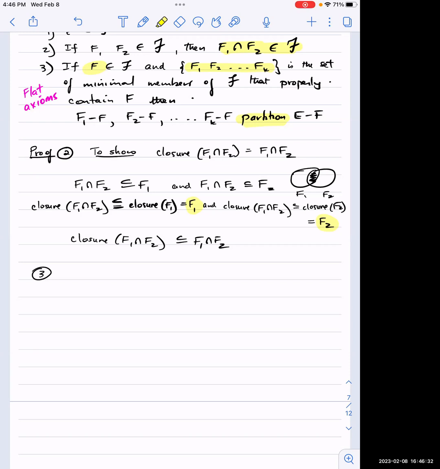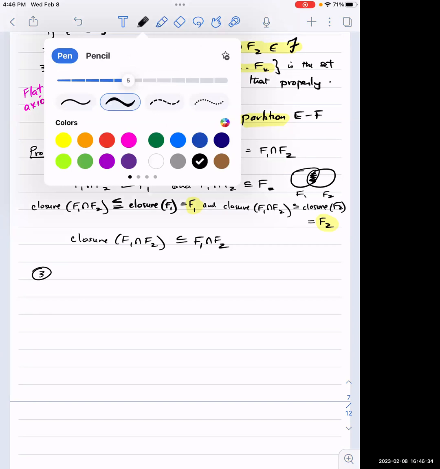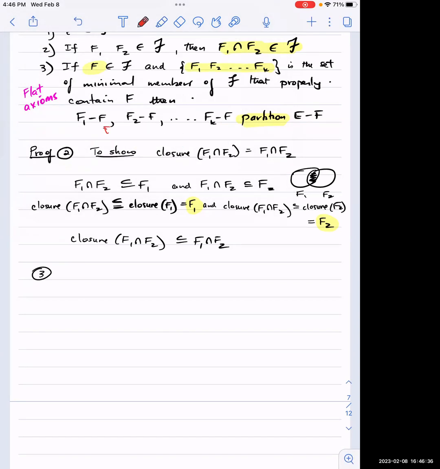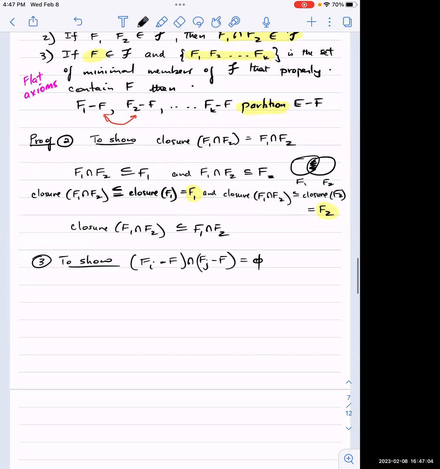So we have to show that any two of these things intersect in the empty set, and that the whole thing is the space E minus F. So to show that Fi minus F intersection Fj minus F is empty, and then the union will also be E minus F.